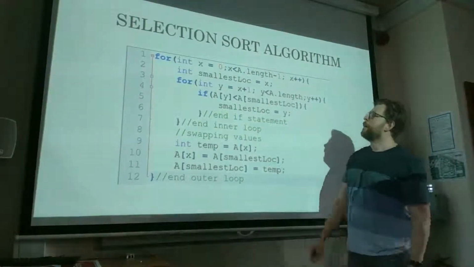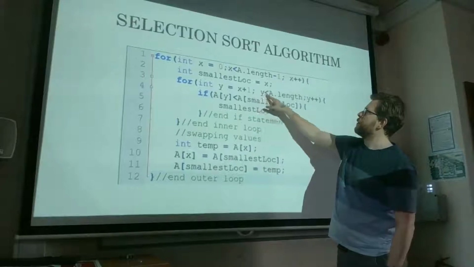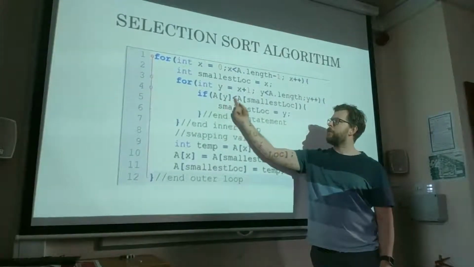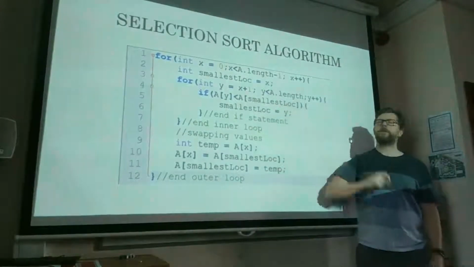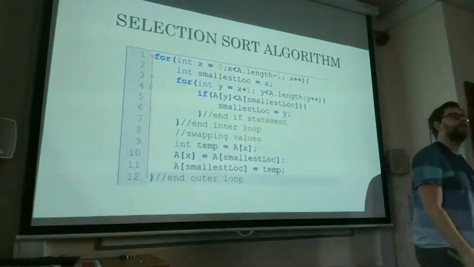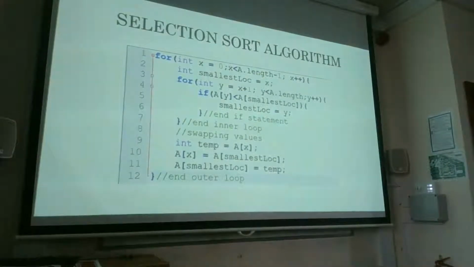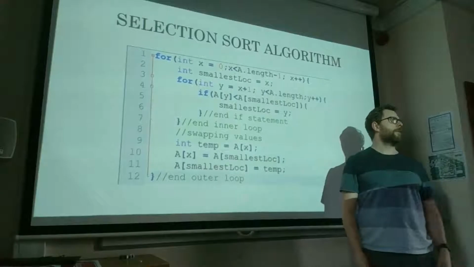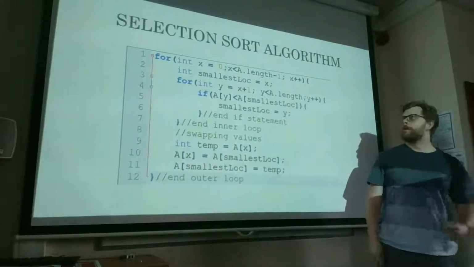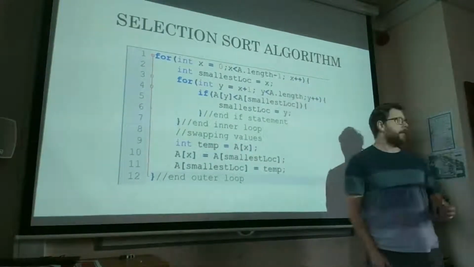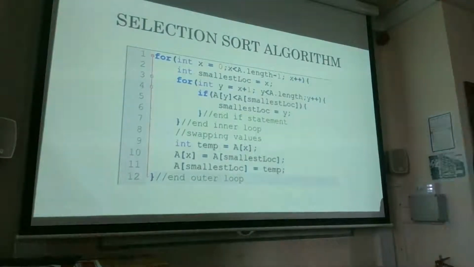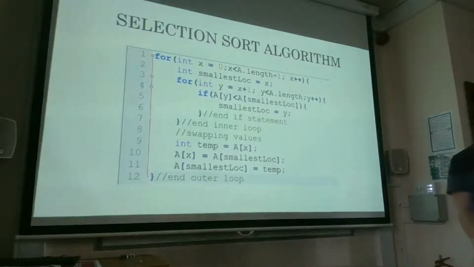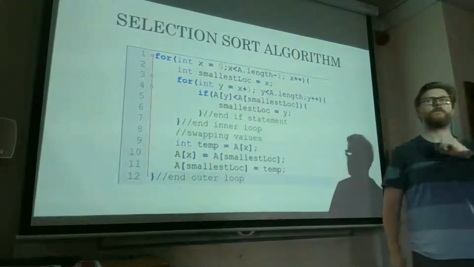For every position I look at in the inside loop, I'm going to say, is the value in element y smaller than the value in element smallest location? Have I found a new smaller number? If I have, brilliant. y is now set as the location of the smallest number. And I keep checking. As we go through this loop, we may change the value of smallest location several times, because we might find another smaller number, and then another smaller number, and then another smaller number.